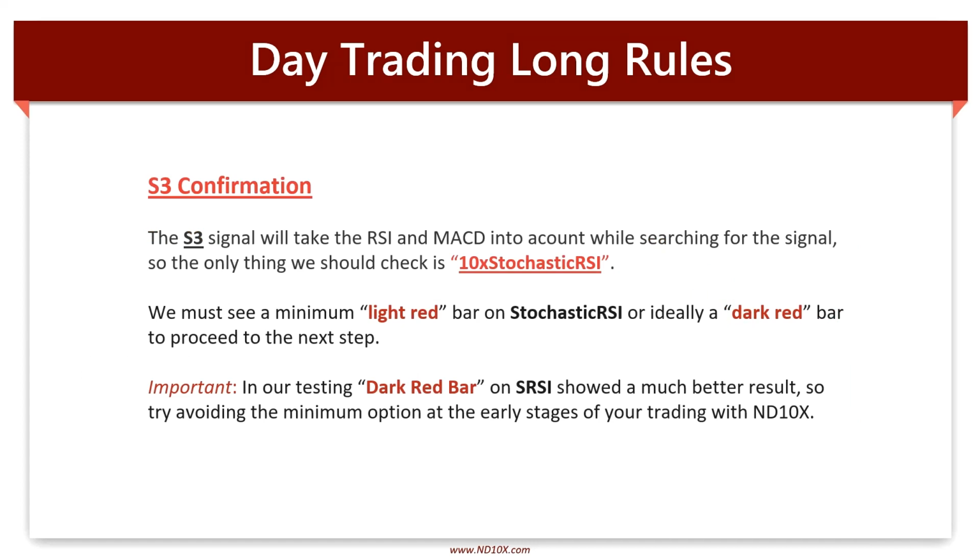S3 confirmation. The S3 signal will take the RSI and MACD into account while searching for the signal, so the only thing we should check is the 10x stochastic RSI. We must see a minimum light red bar on stochastic RSI, or ideally a dark red bar, to proceed to the next step. Important: in our testing, a dark red bar on stochastic RSI showed much better results, so try avoiding the minimum option at the early stages of your trading with ND10X.